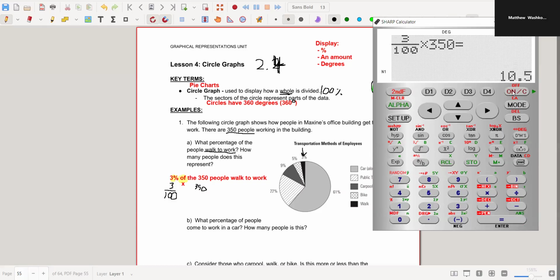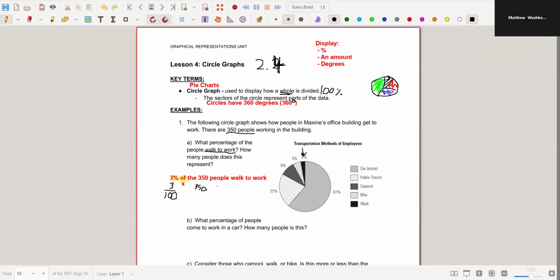10 and a half. I can't have half of a person, right? So this is where, again, you do your best here. This is probably like 3.2% or something like that. But you can either round up or you can round down. You need to have a full person. You can't just take a sword and lop them in half. That's not how it works. So it's 10 or 11 people who walk to work. Estimates are fine. You're going to have to do them a little bit here, unless you want a really detailed pie chart, but we're not doing it freehand.